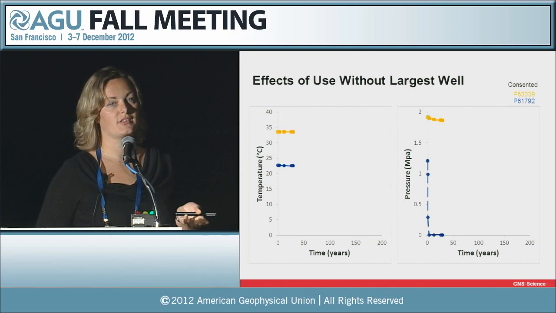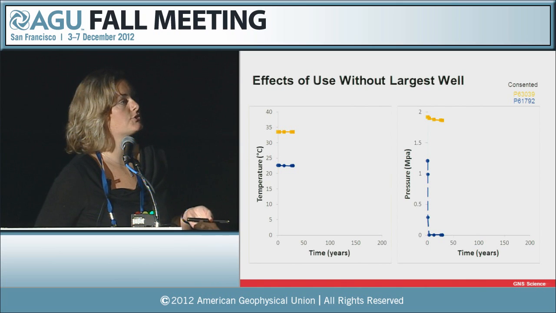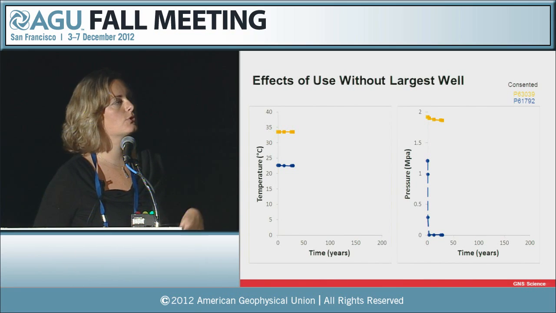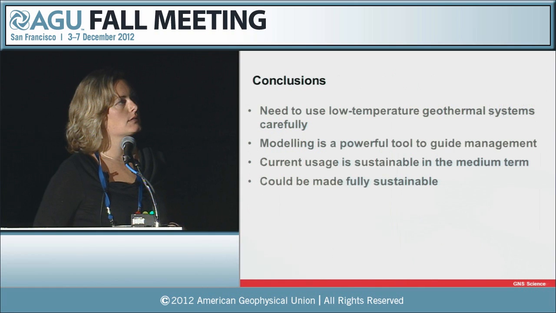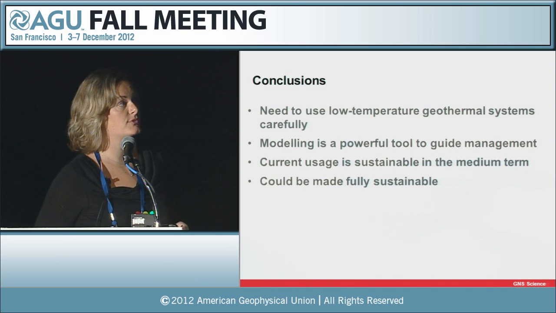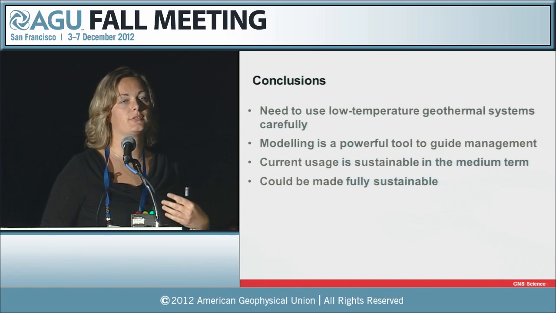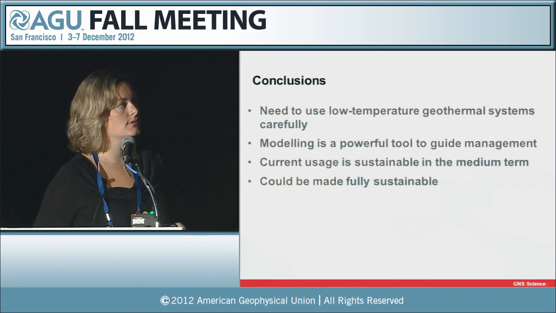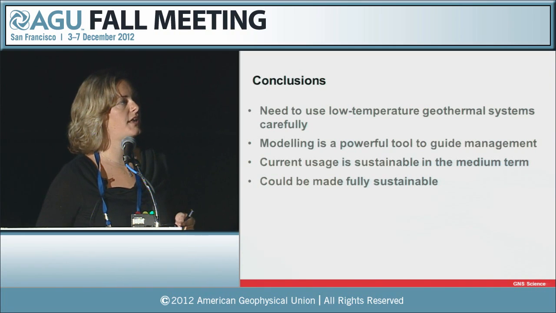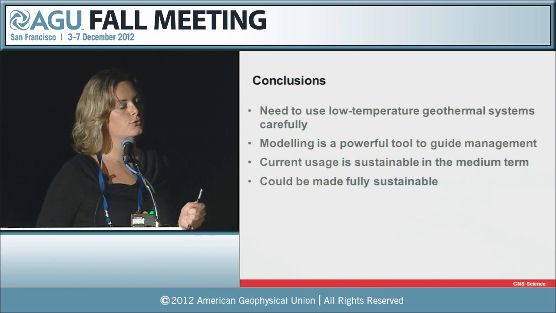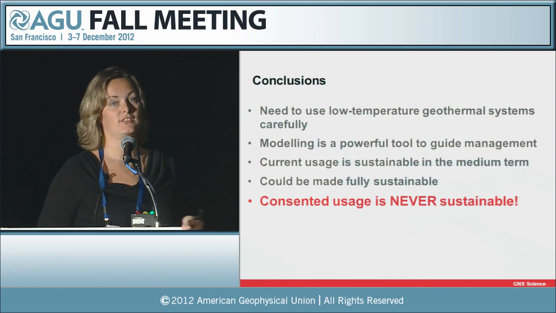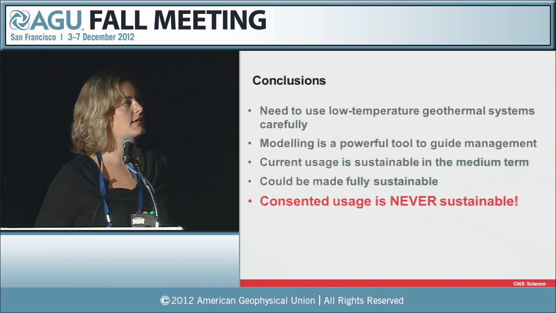But again, with the consented use, it's just too much. Any of the producing wells result in pretty much the whole thing just cooling down and shutting off. So we need to be careful about how we use these low-temperature geothermal systems. And modeling is a powerful tool to actually put some numbers on what we let people take out of the systems. They show that in Tauranga, current usage is sustainable in the medium term, about over the next sort of 100 years or so, but with not too much difficulty, we could make it fully sustainable. However, the current consented usage is just never sustainable, and this really needs to be looked at.